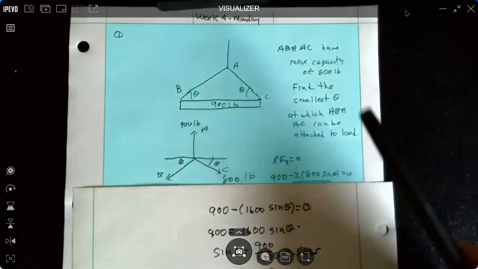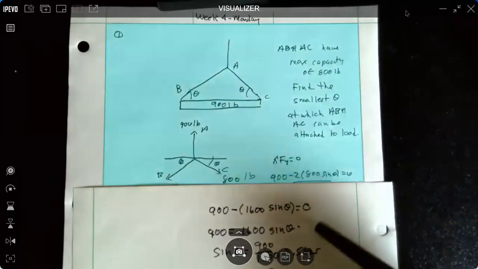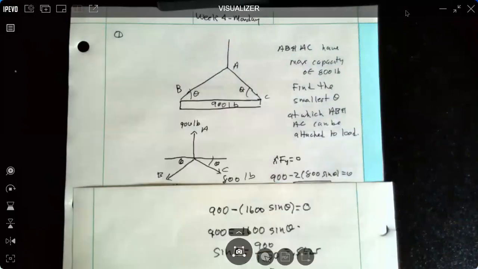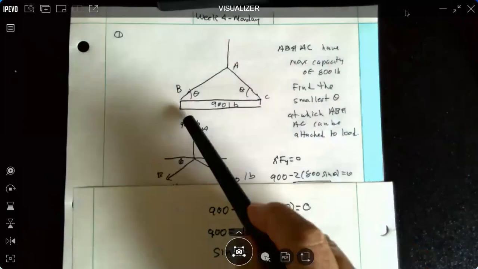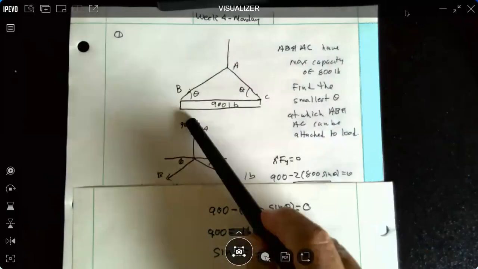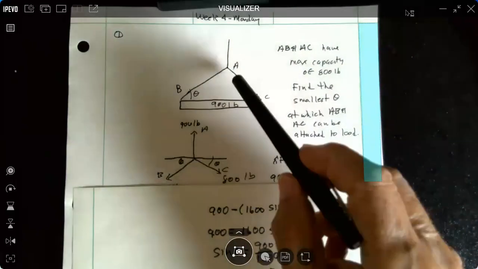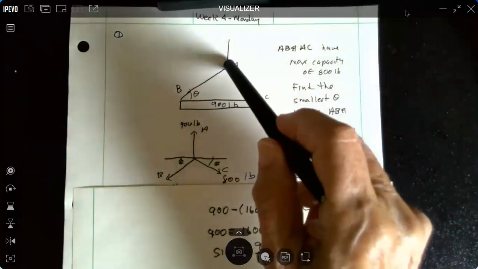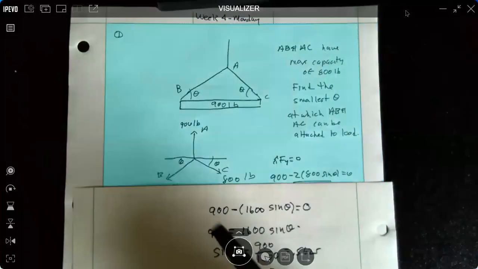That being the case, we want to find the smallest theta at which AB and AC can be attached to the load of 900 pounds. So the first thing we do is draw a free body diagram. And what we do on the free body diagram is separate the structure from, in this case, the 3 cables. And we see the cables are acting at a point A, so we have a particle problem. And the free body diagram would look like this.